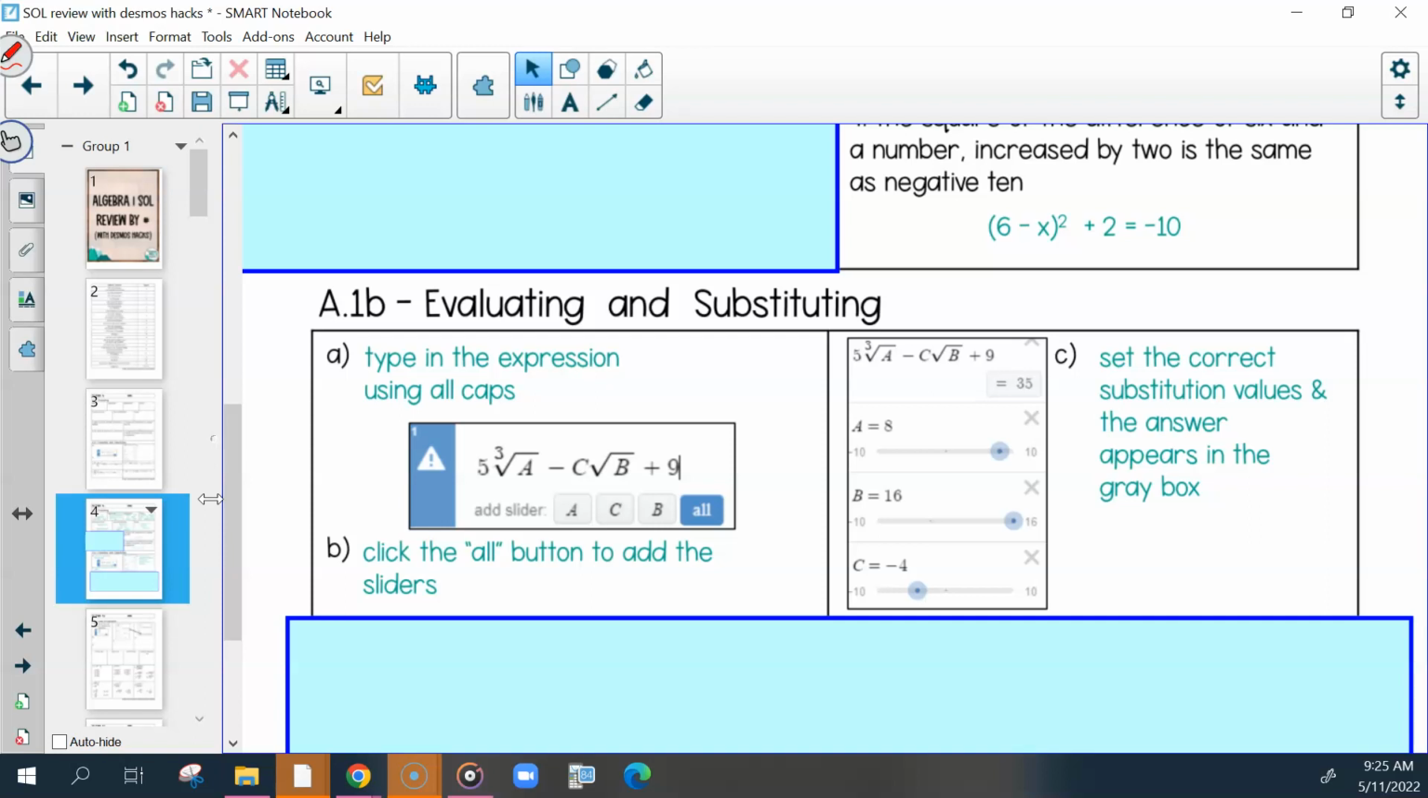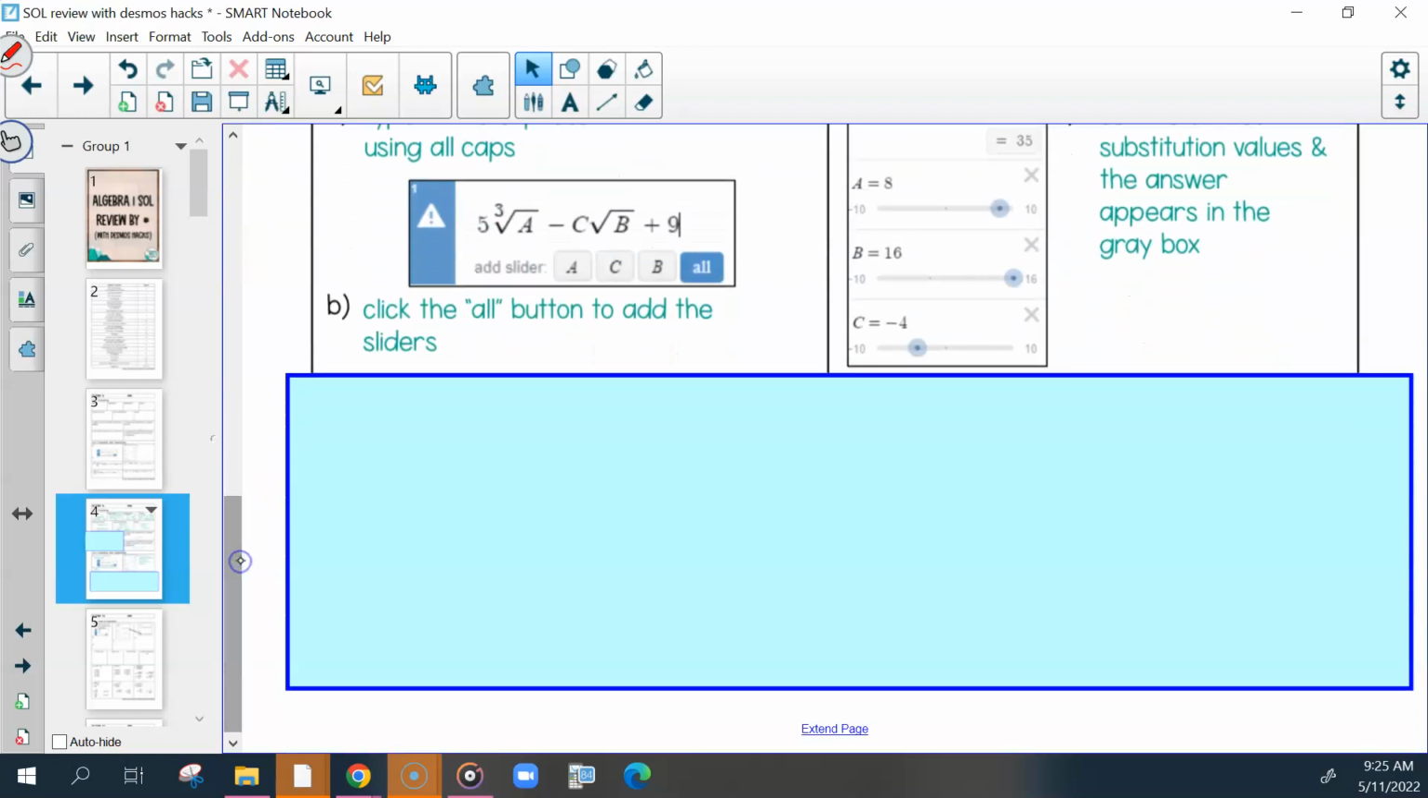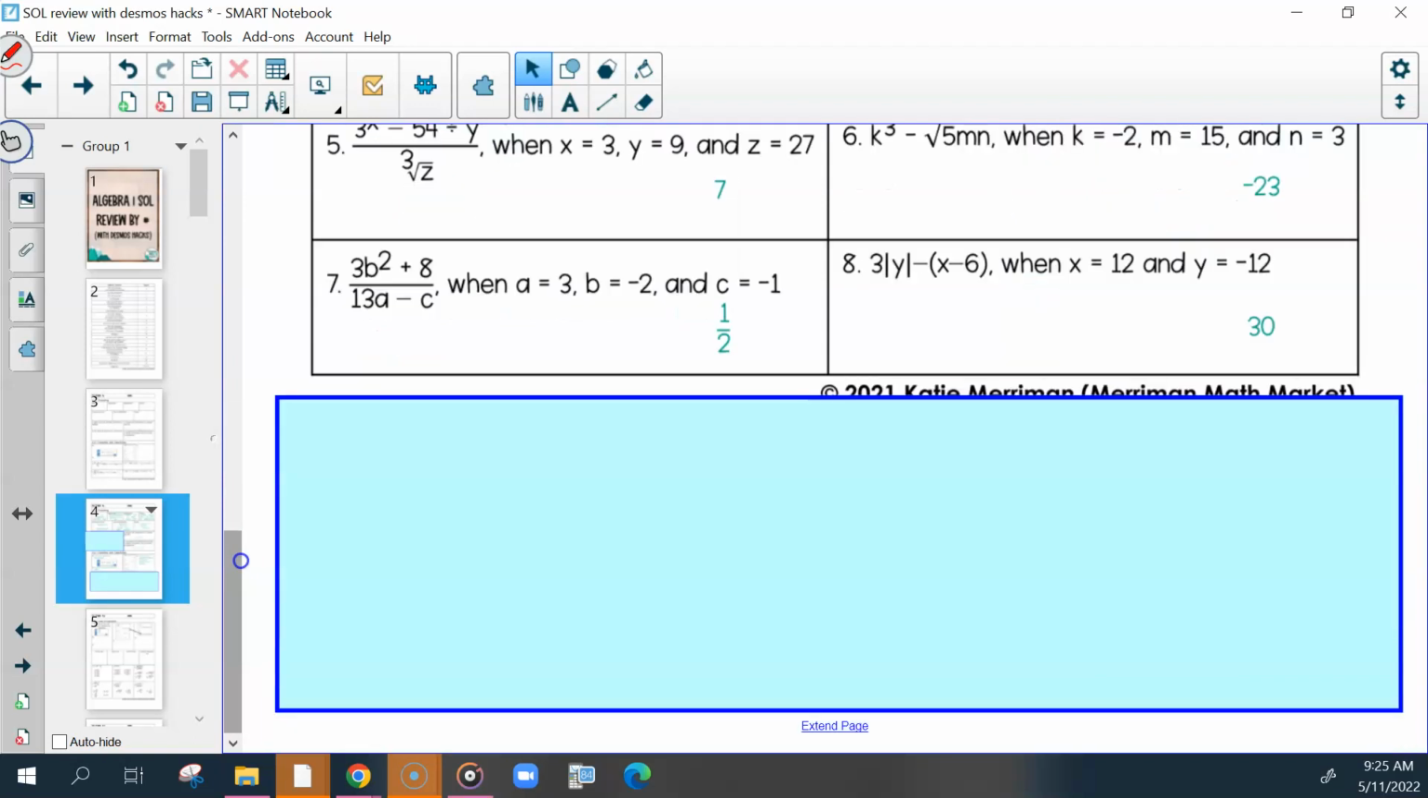Let me check the answer. Seven, -23, 1/2, and 30. Notice that there's no work here. That's because this was done in Desmos. What I would suggest is if you didn't do these, don't just write this down. Go back and do it on Desmos yourself. That way you get practice with doing that. And then go back and double check it later.